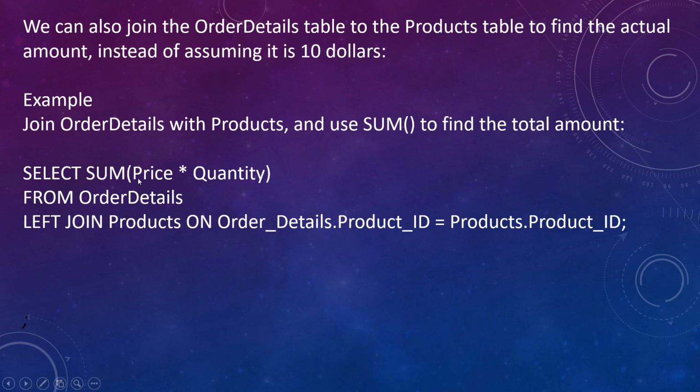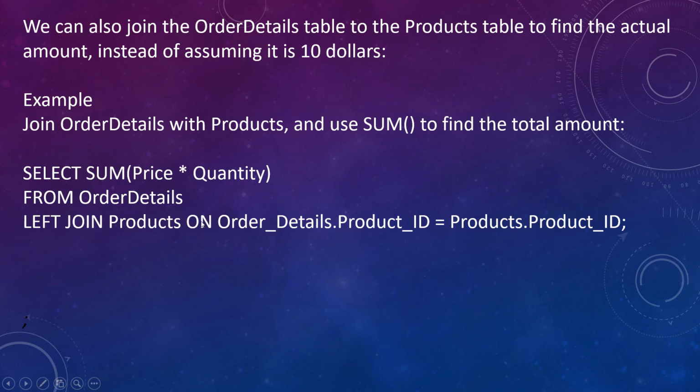Select sum price multiplied by quantity. So the quantity I am getting from the order detail table, and price I will get from the product table. From order details, we will do left join. So this is the syntax. We will study this separately in a video, but for now just try to understand how we are doing joins. Select sum price multiplied by quantity from order details, left join. So this is our first table and this is our second table.